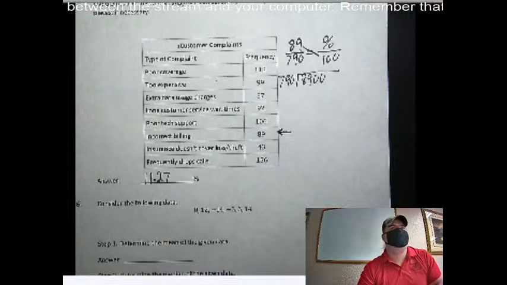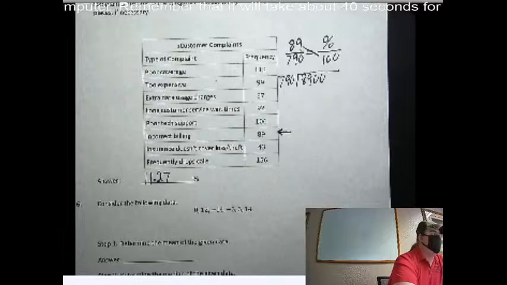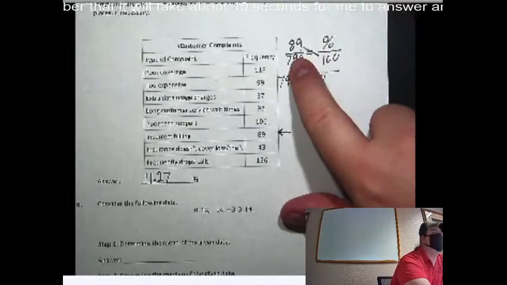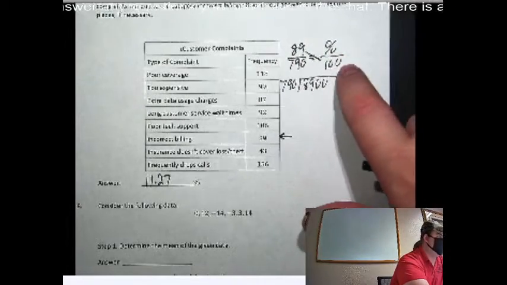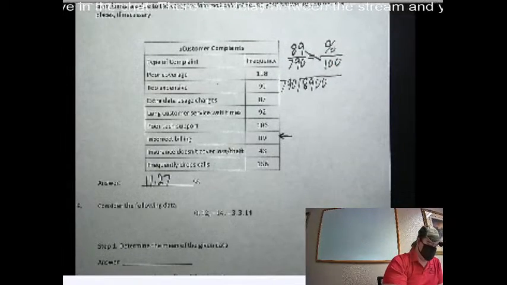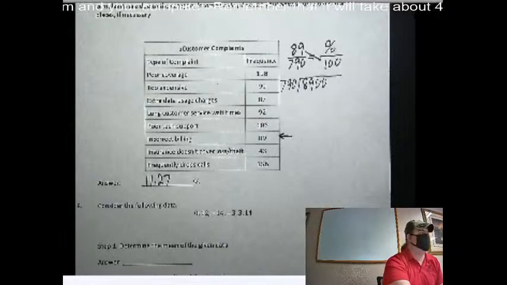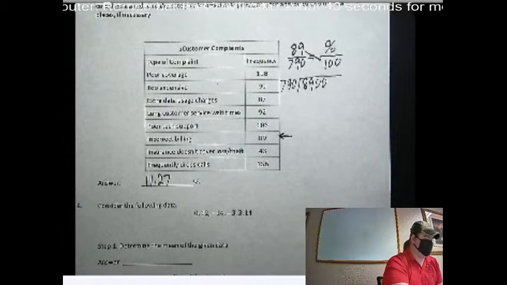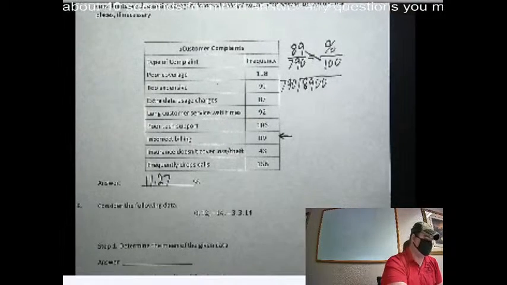Someone in a previous class, and I do want to point this out, said, well, can't we just divide 89 by 790? Yes, you can. If you divide 89 by 790, that will give you a decimal representation of this ratio. We then need to take that decimal and convert it into a percent. So 89 divided by 790 will give us 0.1126. So it's off on the decimal. It's because this is a decimal representation of a percent. To go from a decimal to a percent, we move that decimal twice to the right to make it 11.27.